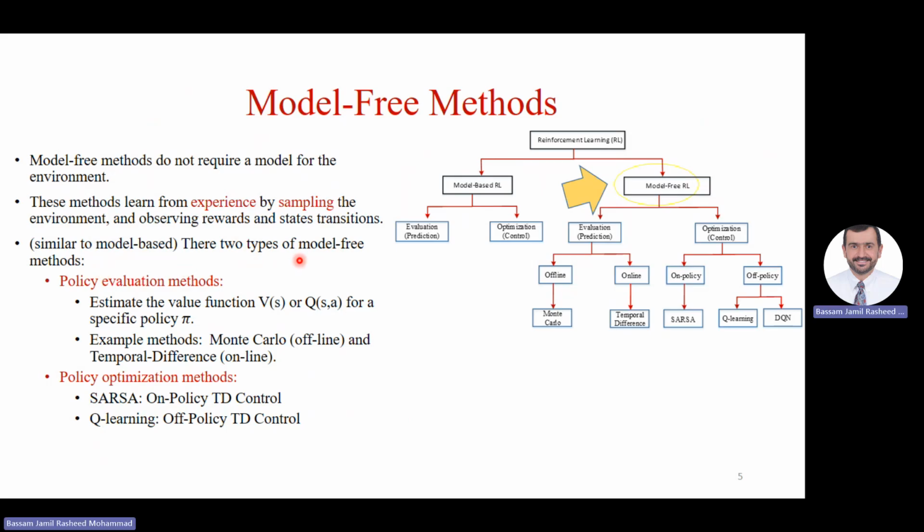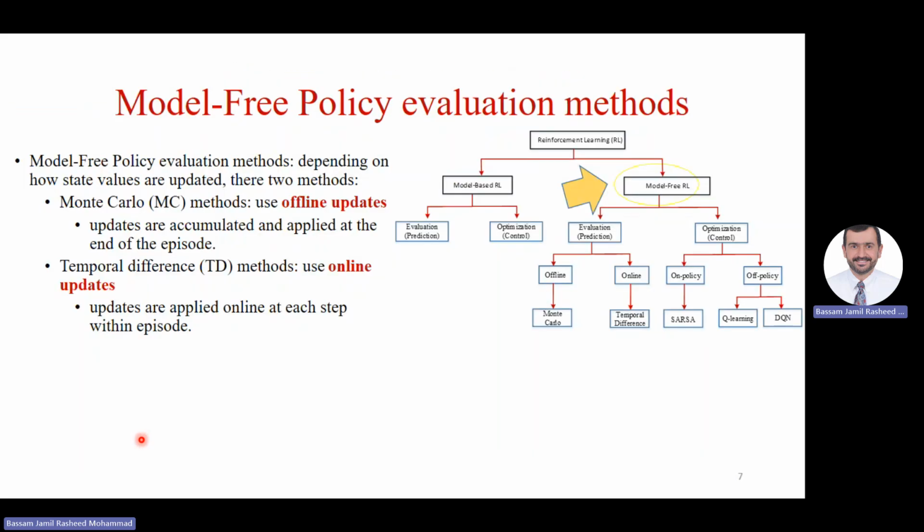Now, there are two types of model-free methods, much like we have done in the model-based. We do evaluation and optimization. Similarly, here in model-free, we do evaluation and optimization. So in policy evaluation, we estimate the value function, the state value or the action value, for a specific policy. We do that in this lecture in two methods, Monte Carlo and temporal difference. And we also have optimization, with examples of that being SARSA and Q learning, and we will discuss those in a later lecture. We discussed all of that.